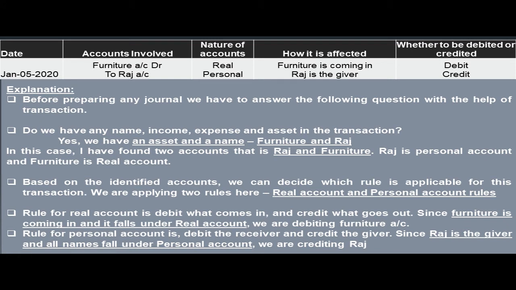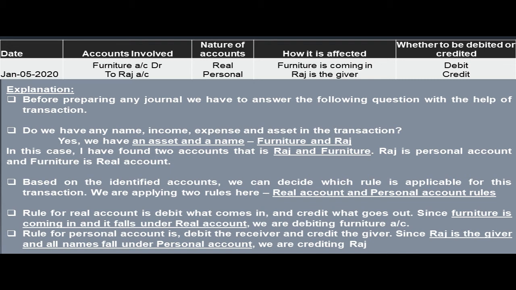So before preparing any journal, we have to answer one question with the help of the transaction. The question is, do we have any name, income, expense or asset in the transaction? Here we have an asset and a name, that is furniture and Raj. I found two accounts, that is Raj and furniture. Raj is a personal account and furniture is a real account. So based on the identified accounts, we can decide which rule is applicable for this transaction.